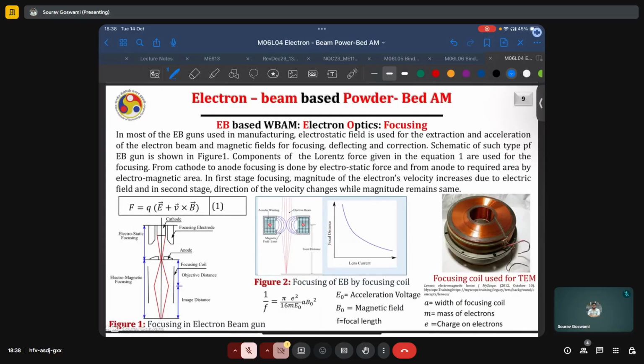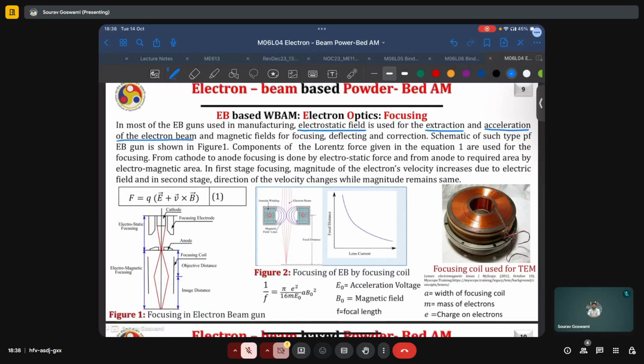How is the electron beam focused and how is it deflected? In most of the EB guns used in manufacturing, an electrostatic field is used for extraction and acceleration of the electron beam, and magnetic fields are used for focusing, deflecting, and correction of the electron beam.